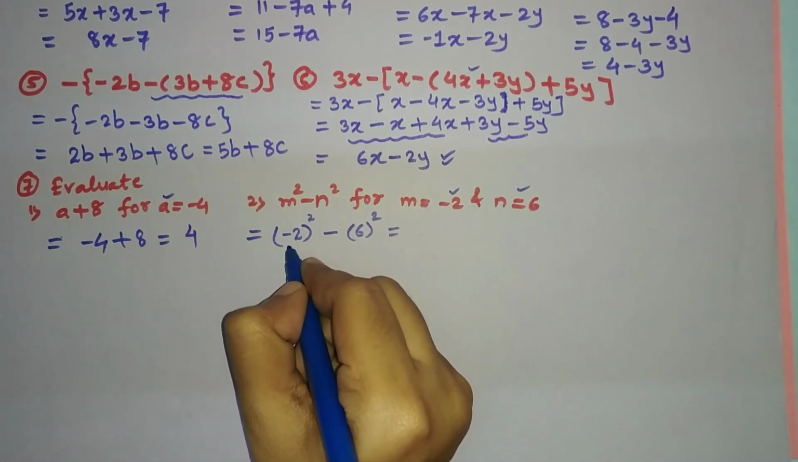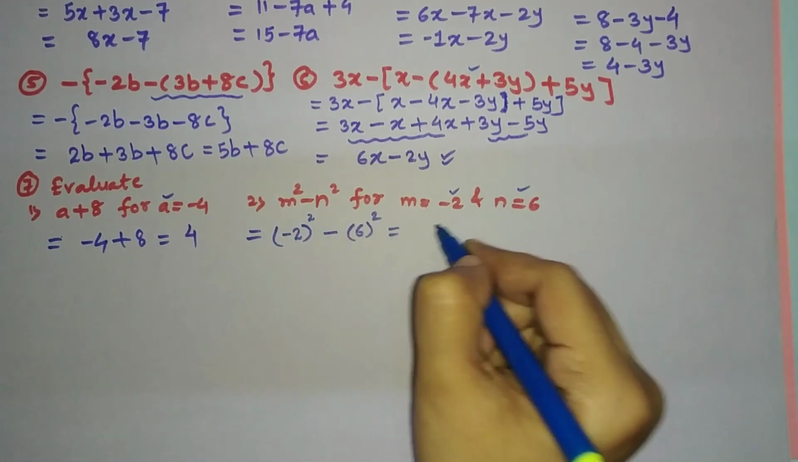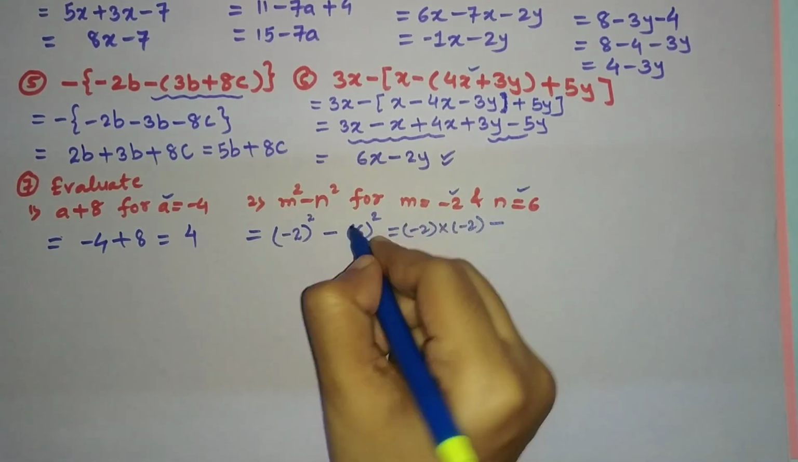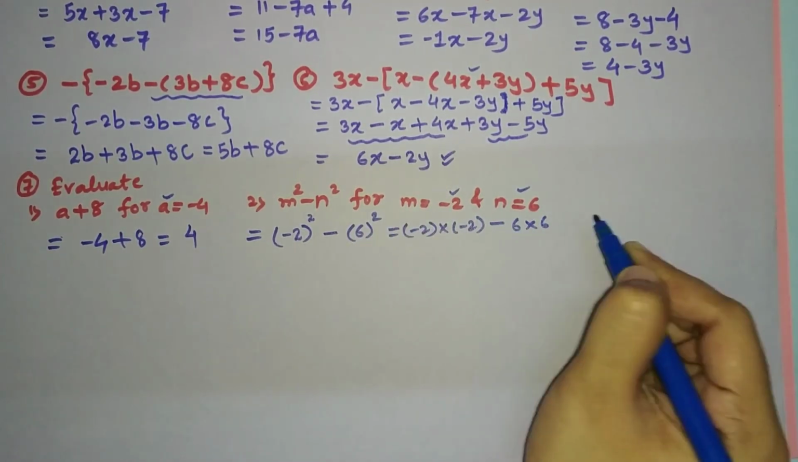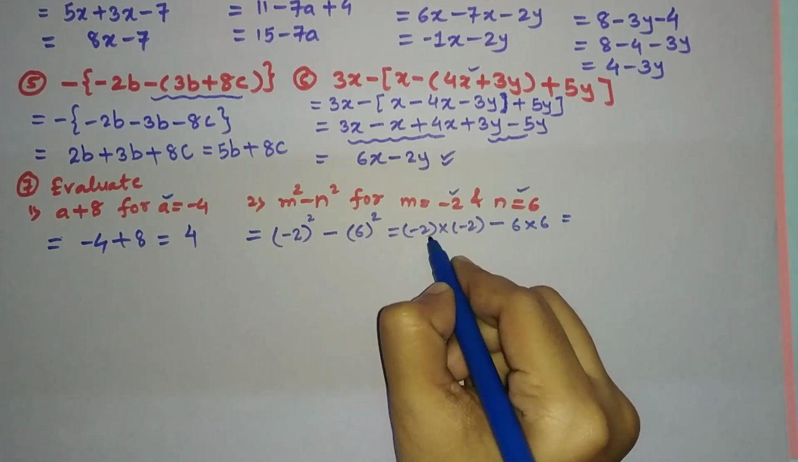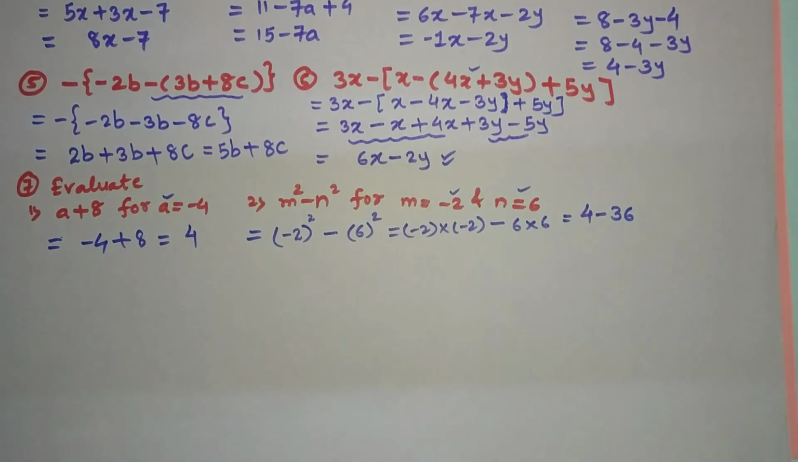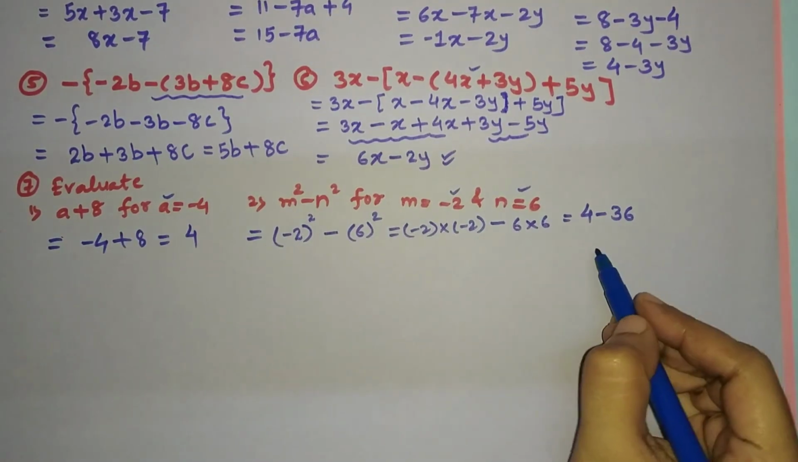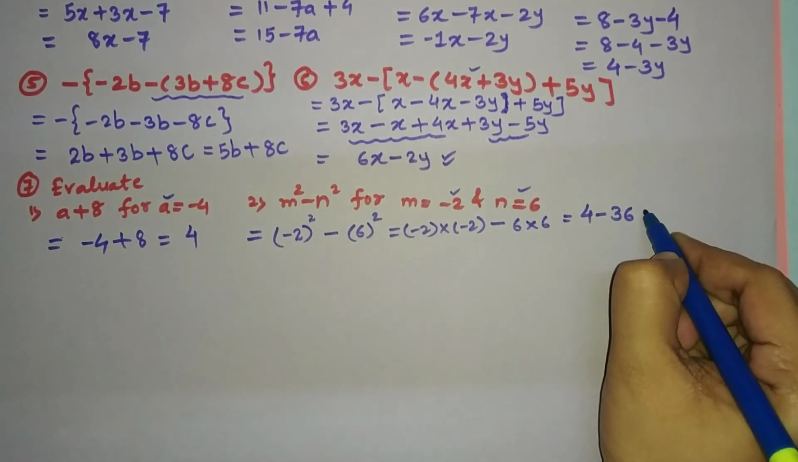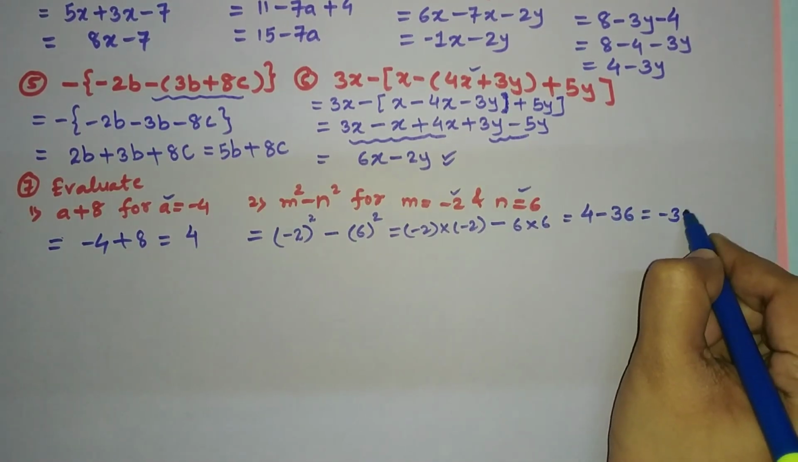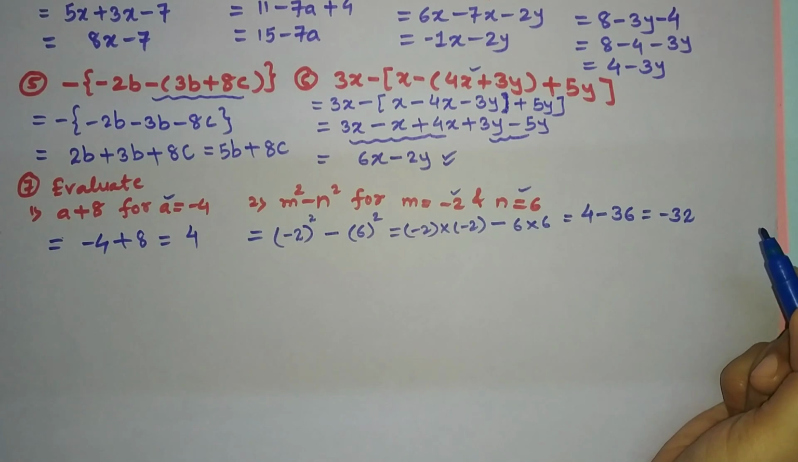Now minus 2 two times. So minus 2 into minus 2. 6 two times, 6 into 6. So here we'll get a 4 minus 36. Friends, here we get a 4 minus 36. We'll perform their subtraction. One positive integer, one negative integer will get a subtraction. And the minus 32 will be the answer.